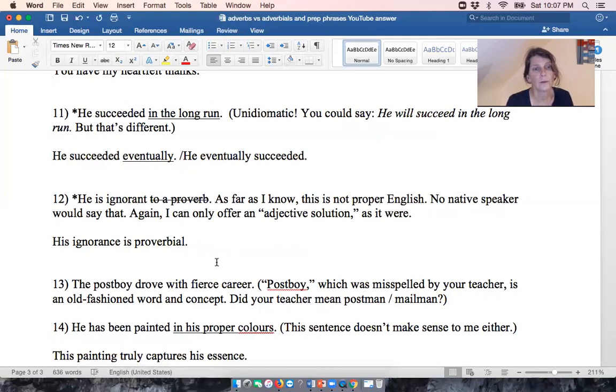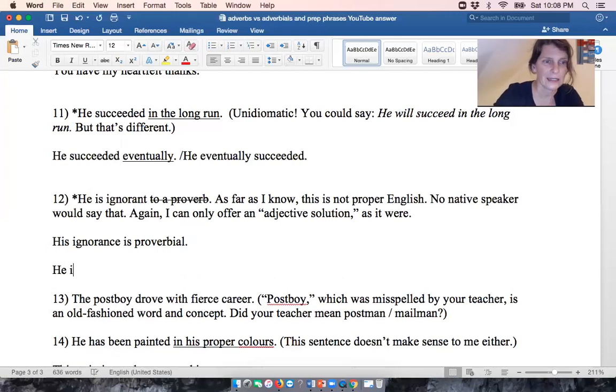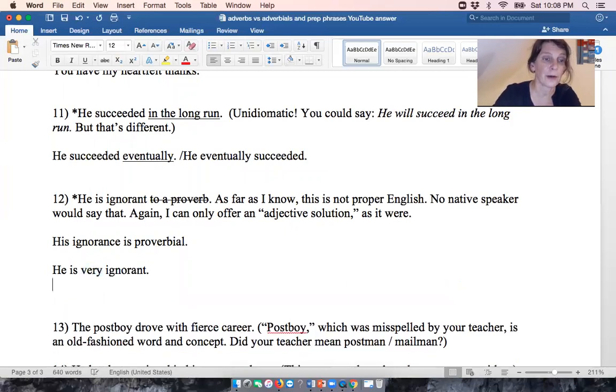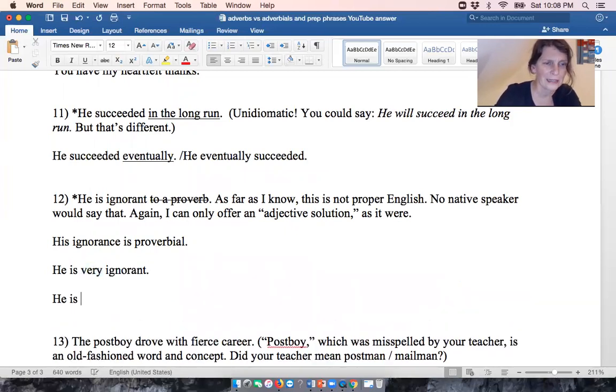I don't know. I think the only option would be "his ignorance is proverbial," or "he is very ignorant," or "he is shockingly ignorant." Yeah, we could write that there. "He is very ignorant": we have an adverb, but it's not an adverbial, but an adverb modifier. "He is shockingly ignorant." There.